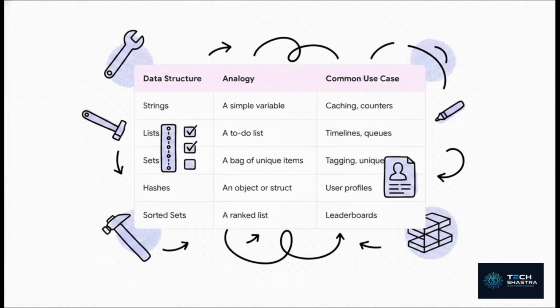But this is where Redis gets really powerful. It's not just about simple strings. Redis has these specialized data structures that are perfectly optimized for specific jobs. Think of them as different tools in your workshop. You need to store a user profile with a few fields? You use a hash. You want to build a social media timeline? That's a perfect job for a list. Using the right structure is the secret to writing clean, efficient code.